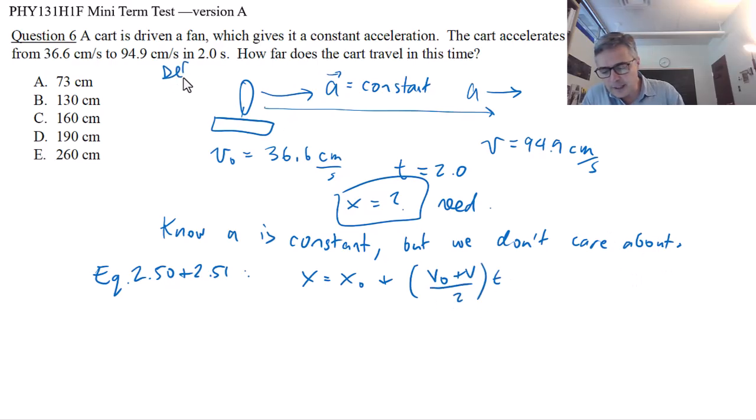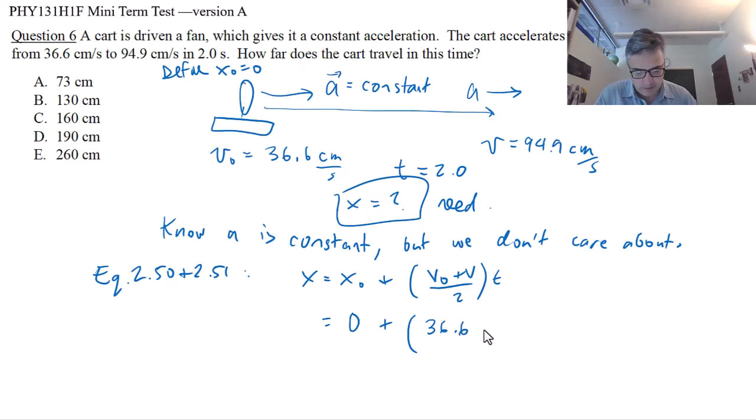We'll define, I guess, x0 equals 0. So you get x is equal to, that's what we're trying to find here, 0 plus, am I worried about centimeters? These are all in centimeters, so I think I'm just going to not convert to SI units because the seconds will cancel the seconds. We've got 36.6 plus 94.9. Remember those are centimeters per second, divided by 2 times the time, which is 2 seconds. So this 2.0 seconds here will cancel the seconds there, and you'll just end up with centimeters. So this should work, I hope.